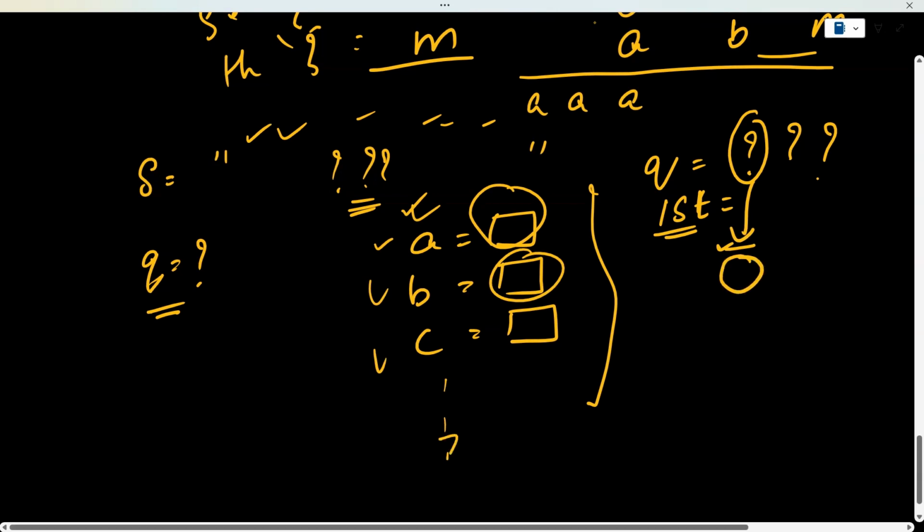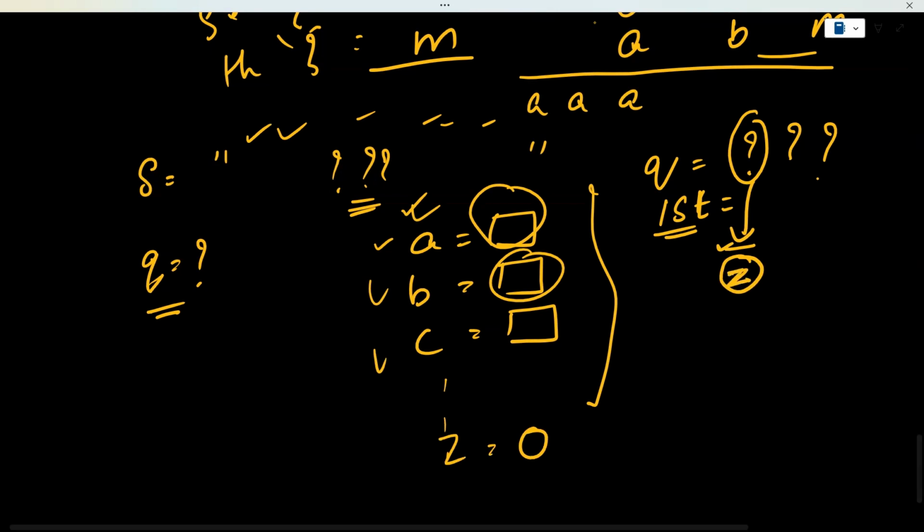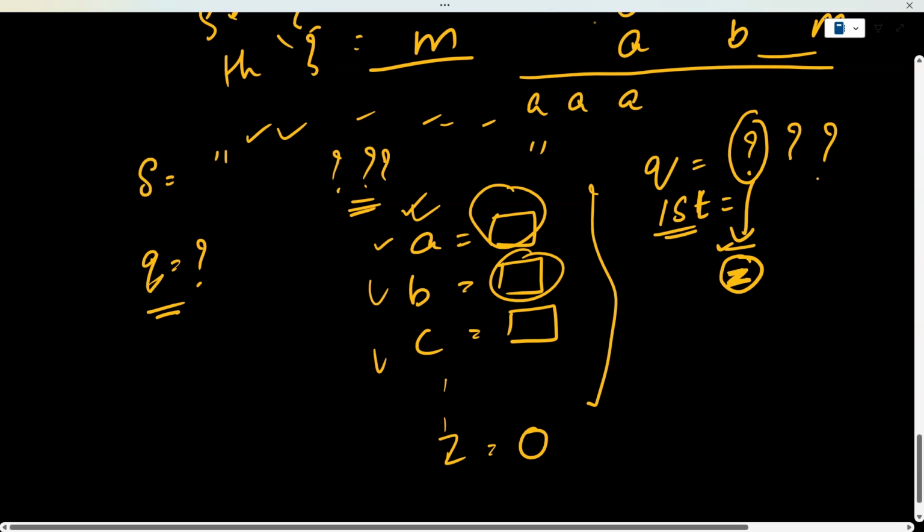Now, suppose Z does not appear at any time. That means we can easily replace it with Z. So let's suppose we have decided to replace it with Z. Now, since we have added Z, we will increase the frequency of Z by one.